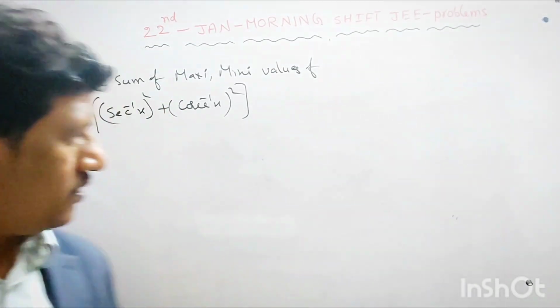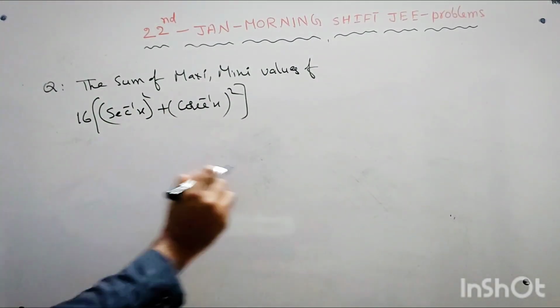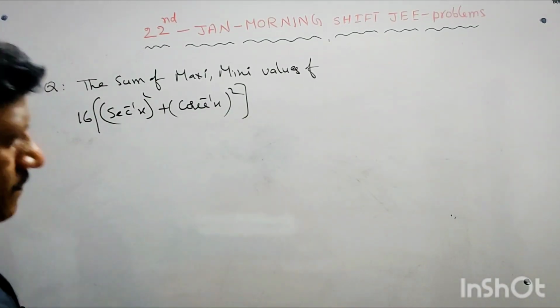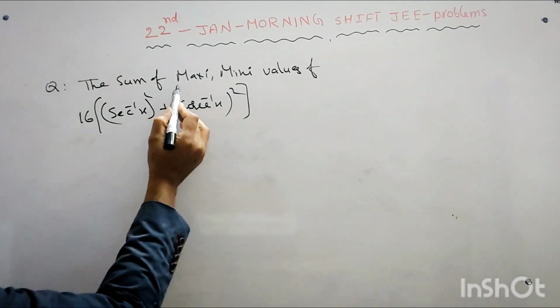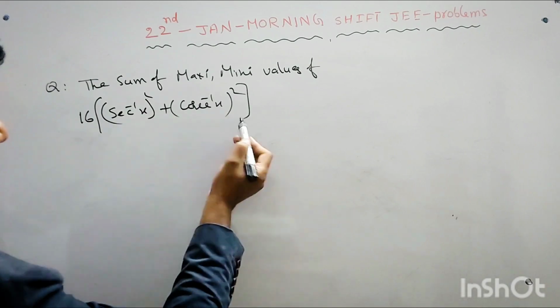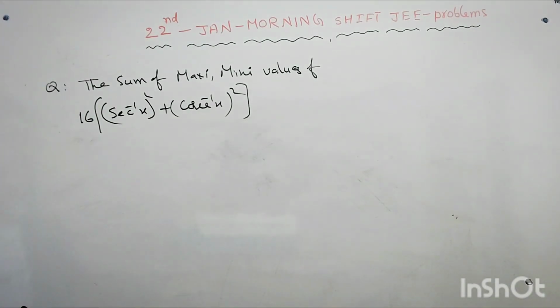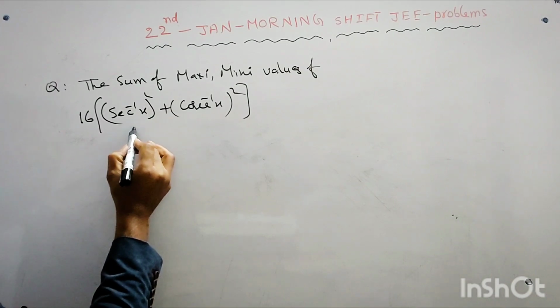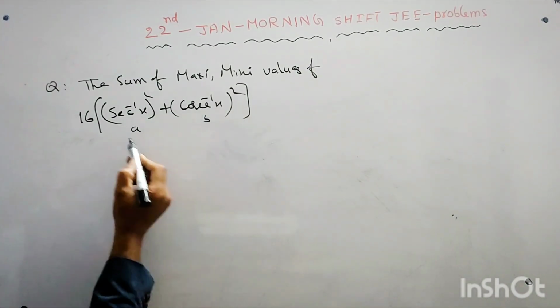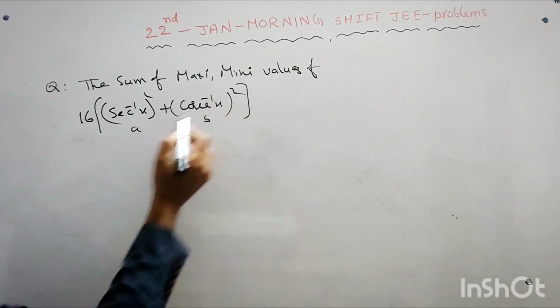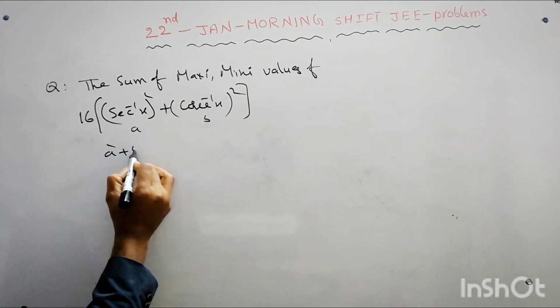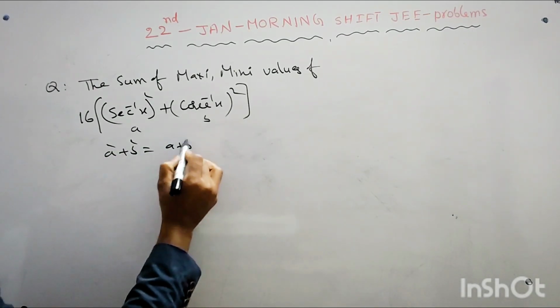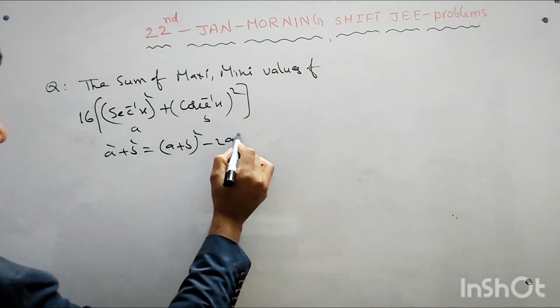Yes students, so this is a question from inverse trigonometry. The sum of the maximum and minimum values of this expression is asked. Maximum value, minimum value. Now see this step, you assume this part as A, this part as B. This is looking like A square plus B square. What is the formula for A square plus B square? A plus B whole square minus 2AB.